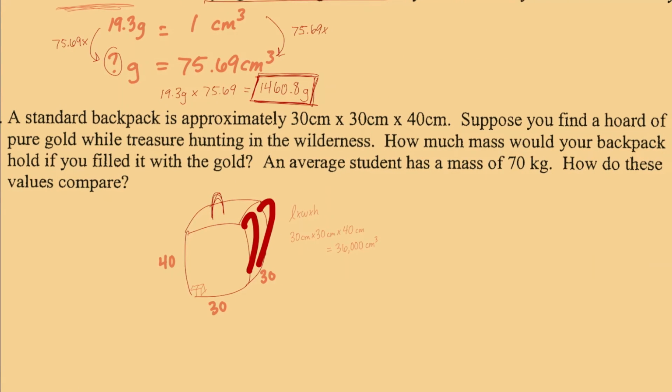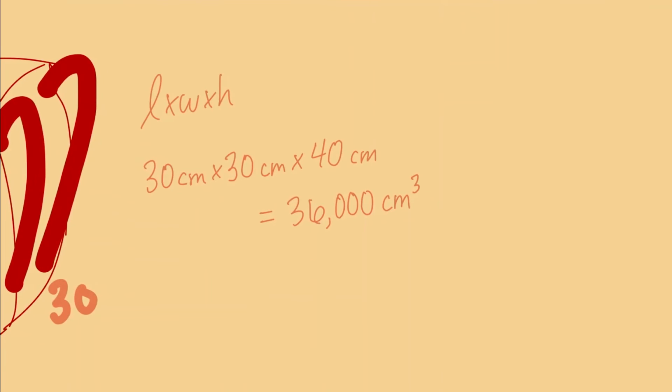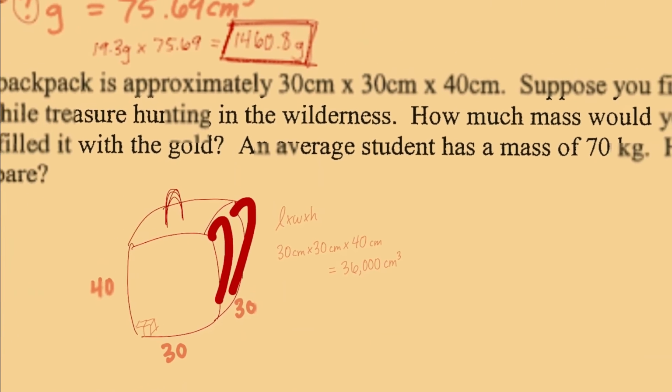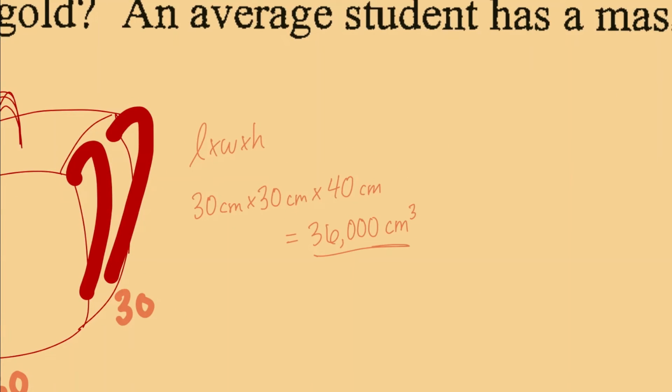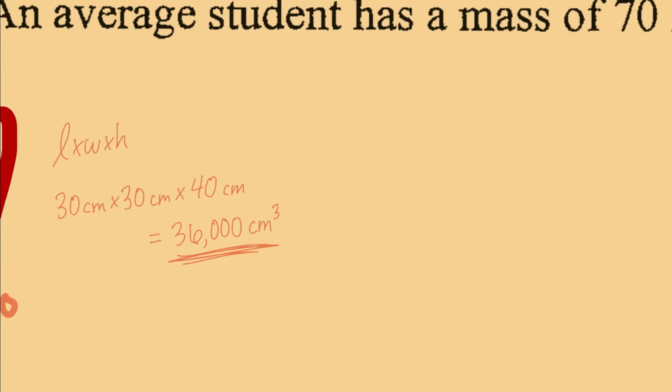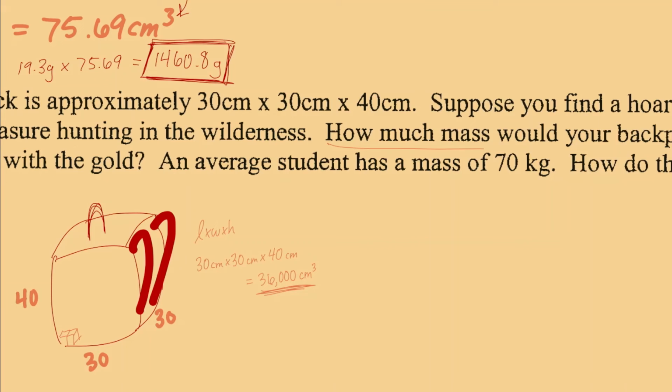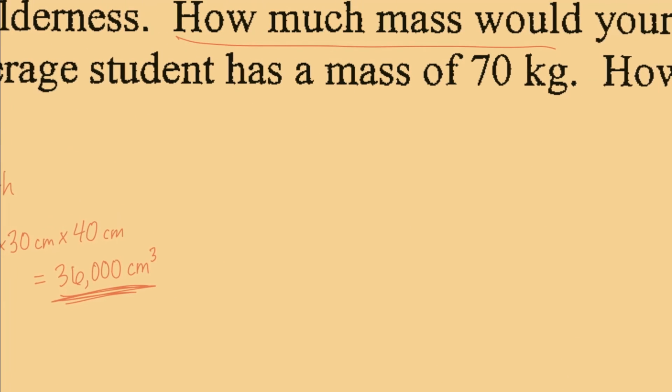So how much gold could we put in there? Well, we could put 36,000 cubic centimeters of gold in my backpack then, right? If this is the number of cubic centimeters that fit, I can fit 36,000. All right, so we want to know how much mass would that be? Okay, well, what do we know about gold? I remember that our density is 19.3 grams for every 1 cubic centimeter. I'm going to start my problem that way. That's my setup, the conversion factor that we know.